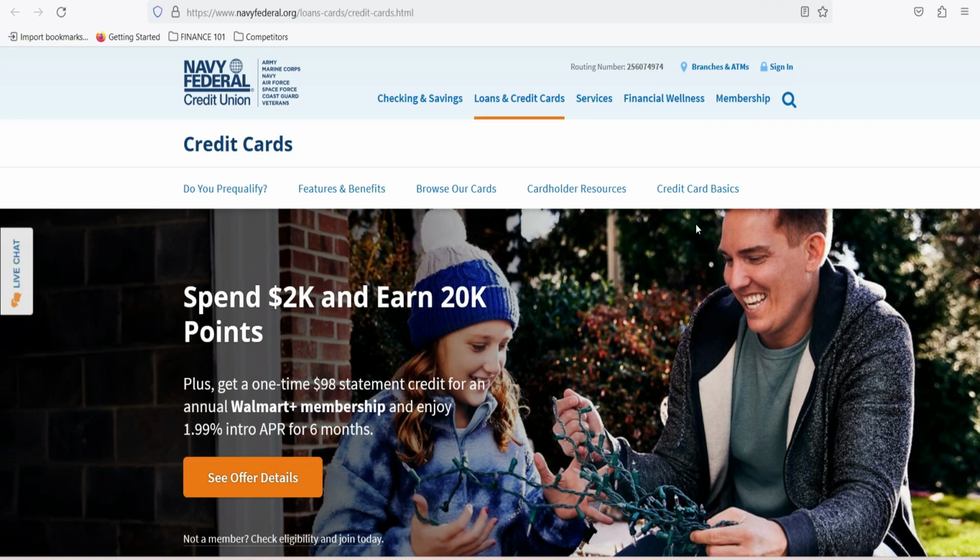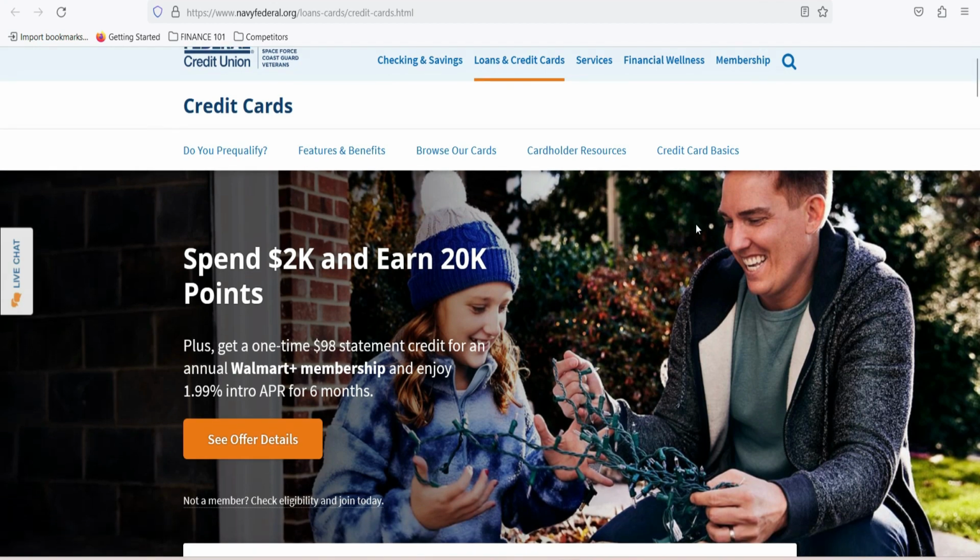Securing a credit card with a high credit limit can be a significant financial advantage, providing greater flexibility and purchasing power. The Navy Federal Credit Union, NFCU, is known for offering credit cards with substantial limits, and obtaining a $25,000 credit card from NFCU is an attractive prospect for many.